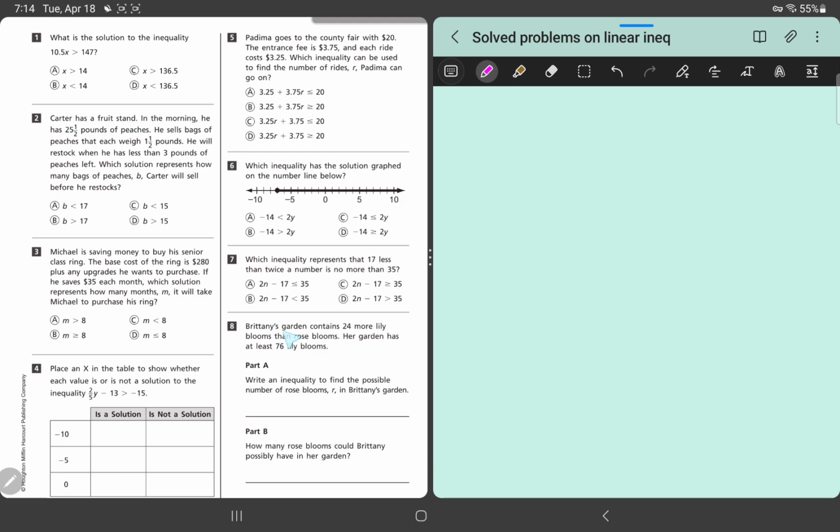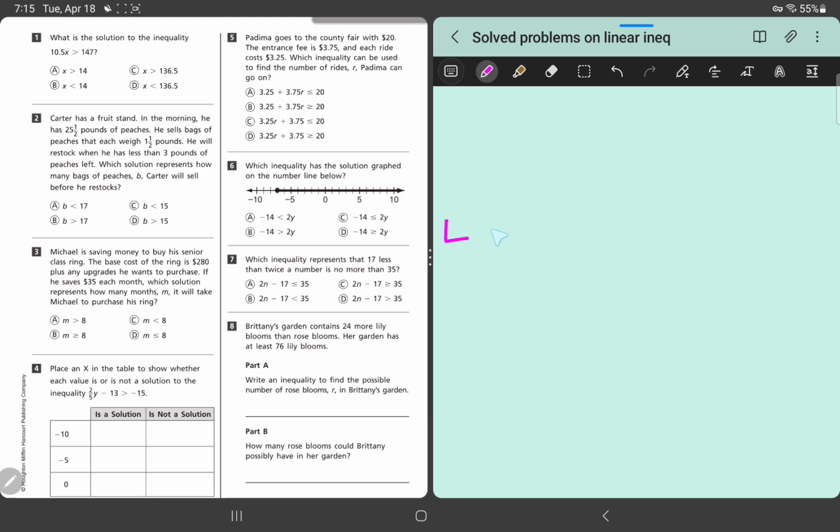The next one is, Brittany's garden contains 24 more lily blooms than rose blooms. Her garden has at least 76 blooms. So there are two things here. The first is 24 more than. So the number of lily blooms, L, the garden contains 24 more than rose blooms.